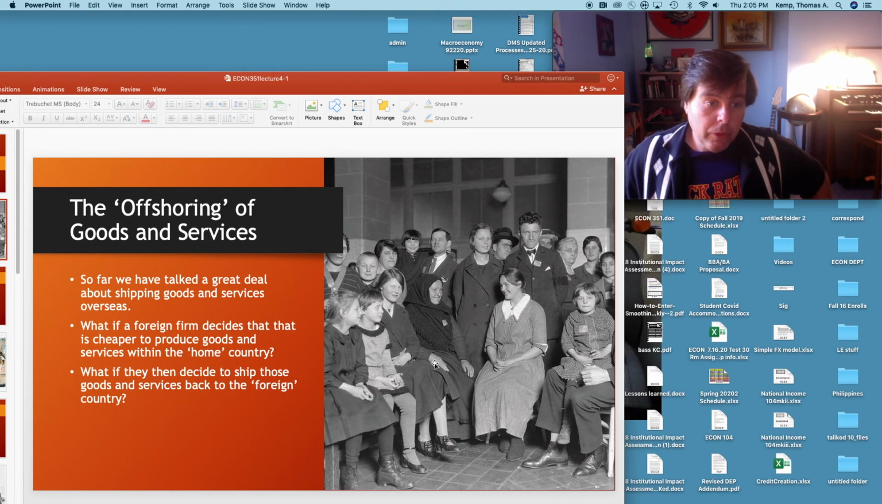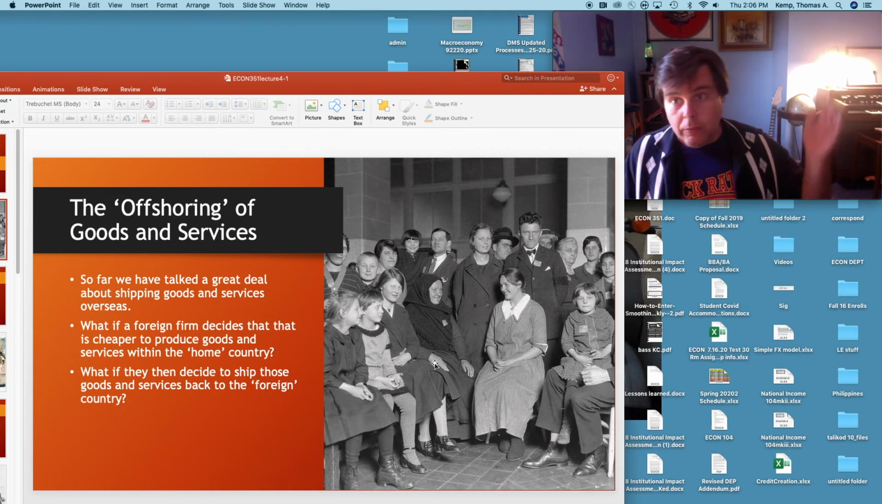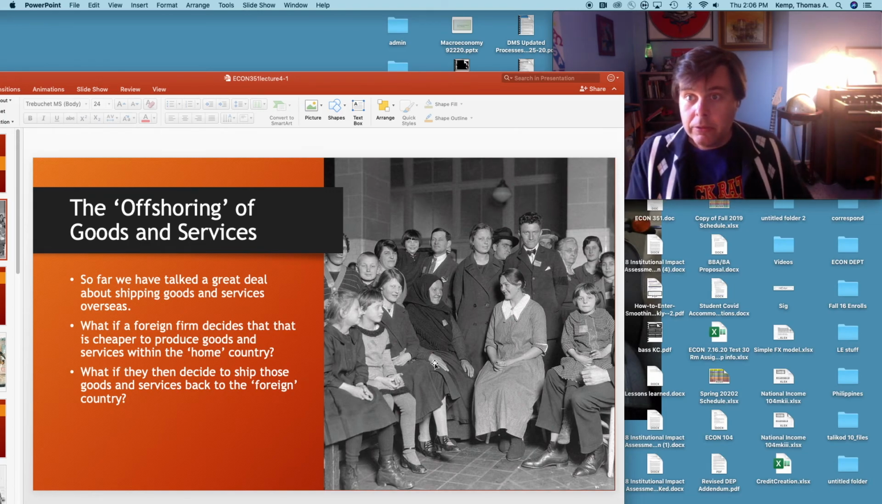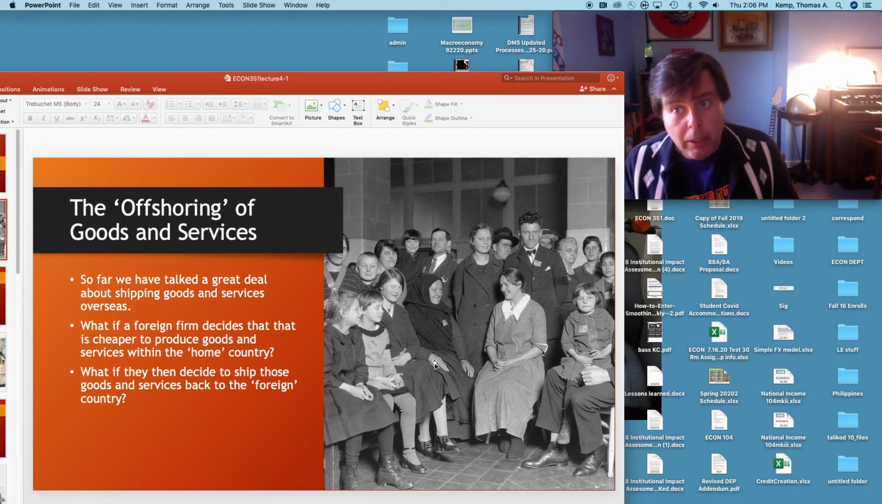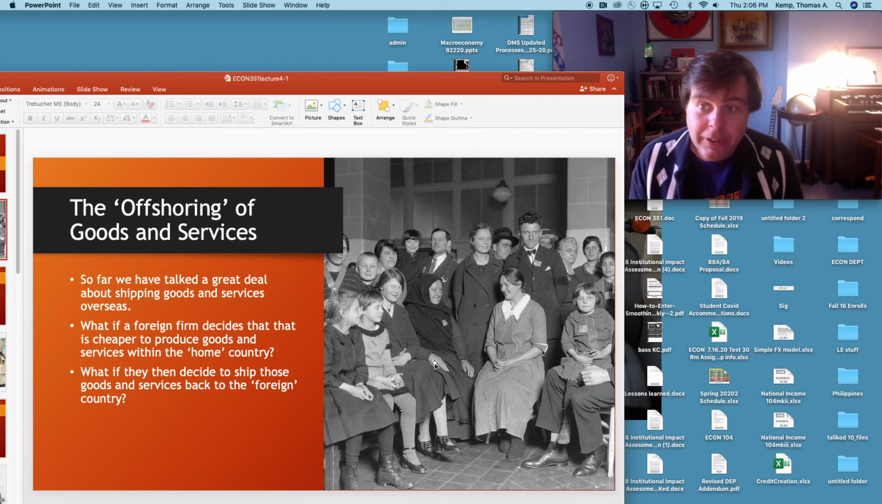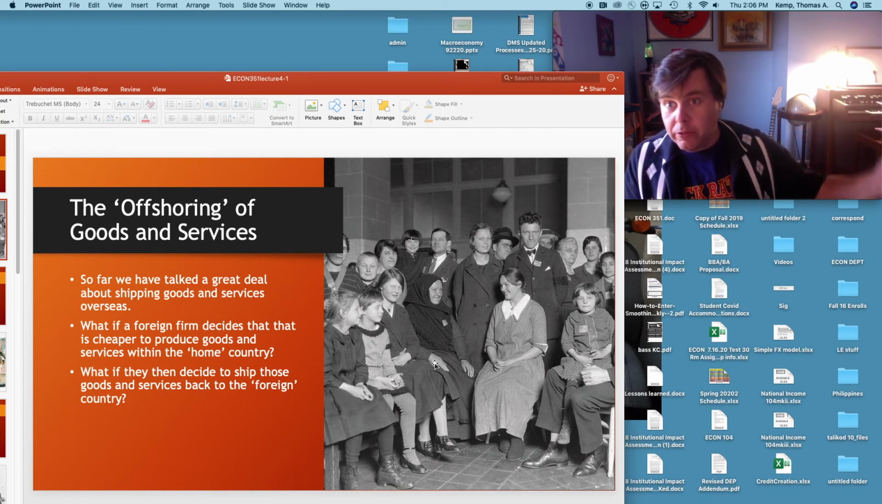So the question here is, what if a foreign firm decides that it's cheaper to produce goods and services within the home country? So, for example, right now I have a Honda car. So Honda is a Japanese corporation, but my car was made in Alabama, which is part of the United States. So even though the car carries a foreign nameplate, the actual production of that car, the construction of the car, occurred here in the United States. Yet the main corporate offices are still in Japan.